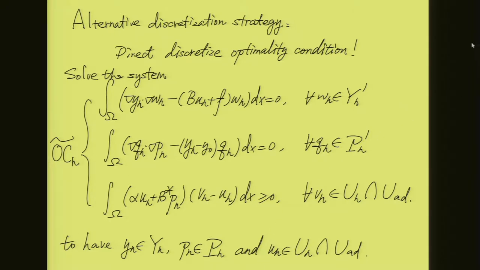So if we discretize the optimal control problem like that, we always have this. But actually, we can do something different: we can discretize the optimality condition directly. In this case, we can have different spaces for Y_h and P_h, so the degree of the polynomial can be different for Y and P. If we give u_h here, we still can have this y_h, since this equation is well-posed. Then given y_h here, this p_h can be obtained. This equation is still well-posed.